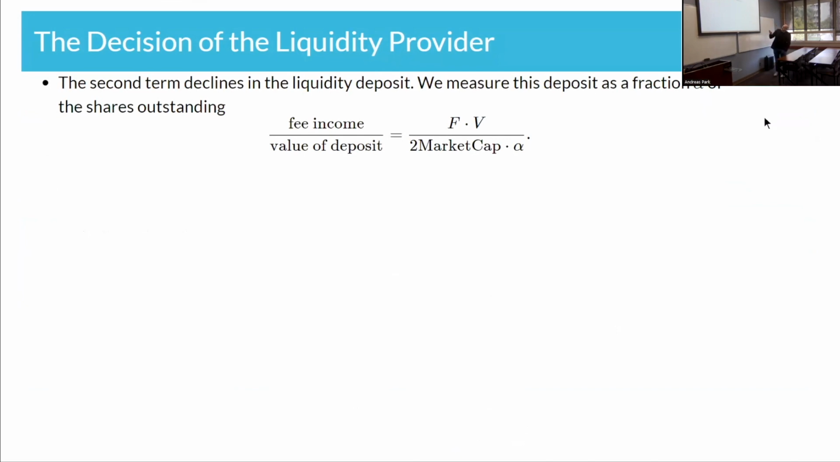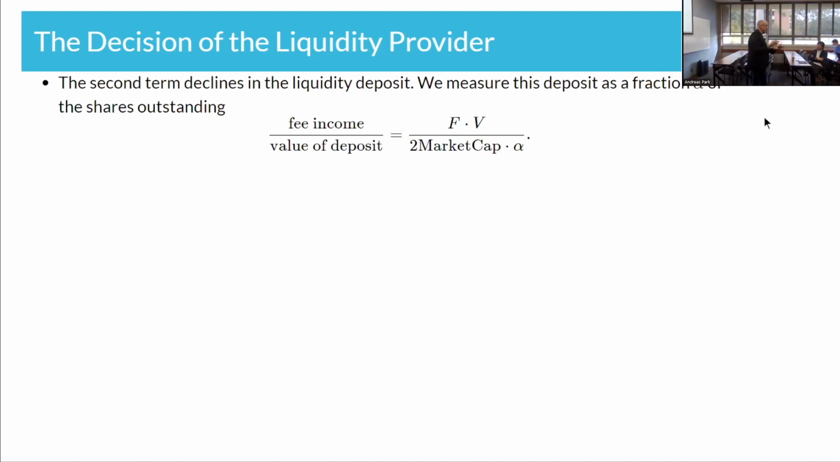All right, now the second term is the fee income, by the way, which I can also express in relative terms. So the fee income is F multiplied with the total volume, and you divide this by twice the market cap, by price of deposit. Now, if I want to apply this to stocks, the right way to measure this is in terms of the shares outstanding or the market cap, right?